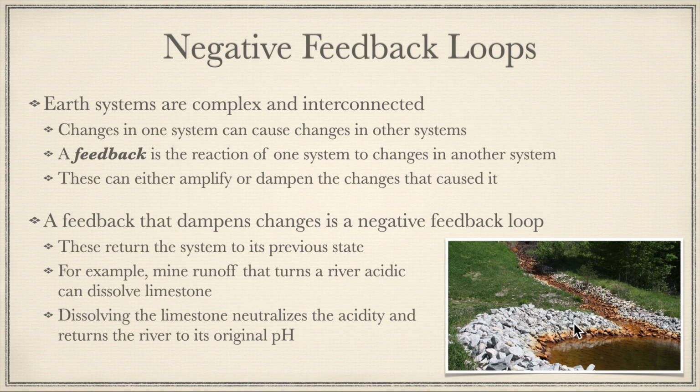Sometimes we actually use limestone in correcting some of these issues. You put limestone around the mine drainage sites or along the stream banks, and that will help neutralize the acidity and return the river to its normal pH. So, dissolving limestone can cause these acidic rivers and streams to return to their original pH. That is a negative feedback loop.